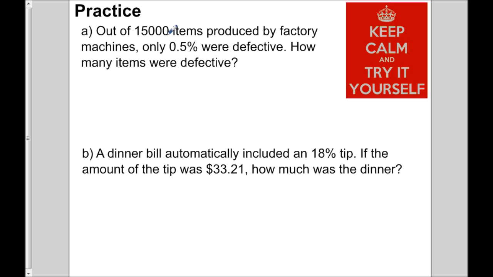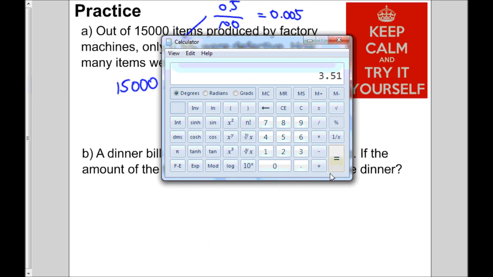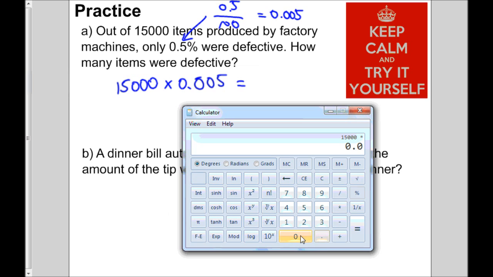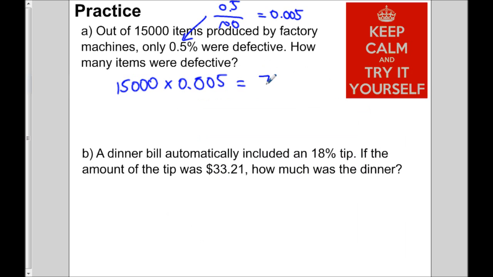All right, so we want to know how many of the 15,000 items are defective at 0.5%. So we can use that quick shortcut: 15,000, we're going to multiply by 0.5%. Now what is that as a decimal? That's a little bit tricky. 0.5, we have to divide that by 100, so that becomes 0.005. So let's figure out what that is. 15,000 multiplied by 0.005 becomes 75. So 75 items were defective. Okay, let's look at the next one.